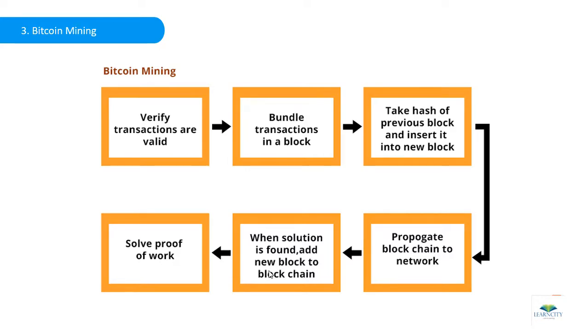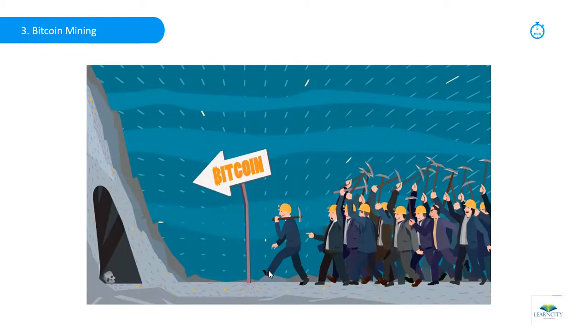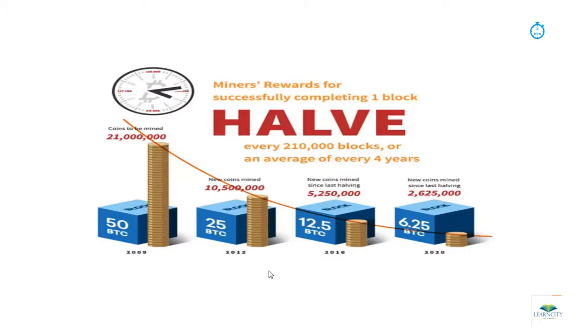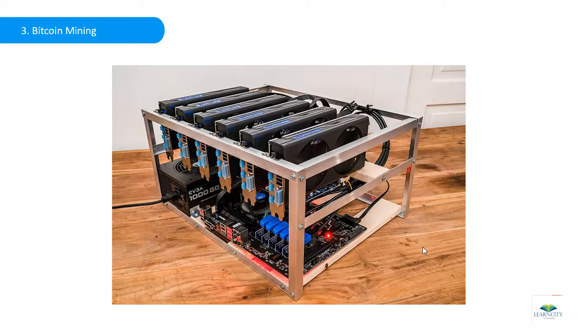The reward is halved every 210,000 blocks. The block reward was 50 new Bitcoins in 2009. On May 11, 2020, the third halving occurred, bringing the reward for each block discovery down to 6.25 Bitcoins. A variety of hardware can be used to mine Bitcoin. However, some yield higher rewards than others.